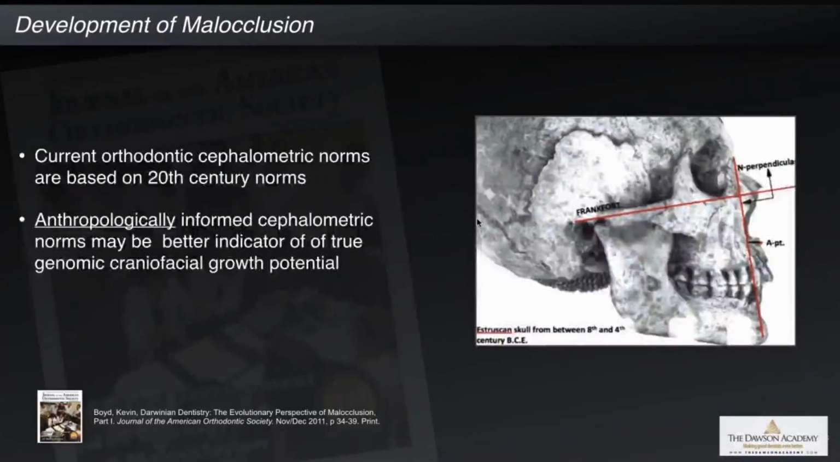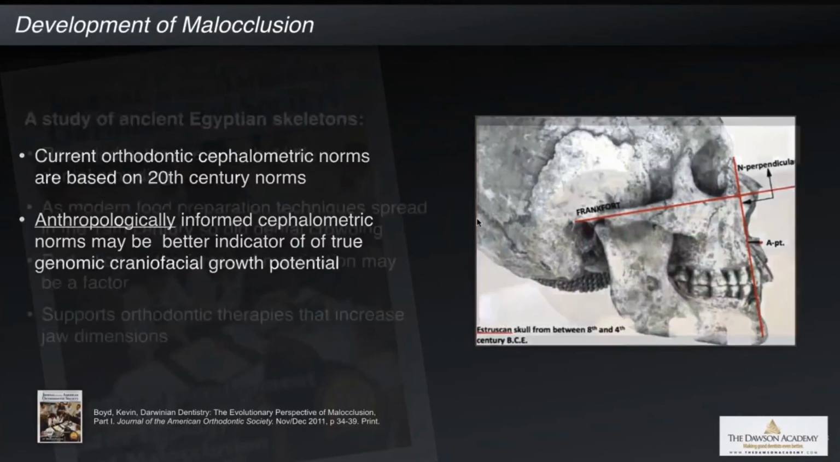If you think about current orthodontic cephalometric norms, which is kind of interesting, they're based on 20th century norms. And remember, this is maybe a more retrusive skull than the pre-industrial one. So it's interesting that anthropologically informed cephalometric norms may be a better indicator of true genomic craniofacial growth potential. Now, whether our patients want to have a more prognathic look, that's something different. But it'll be interesting to see how orthodontics deals with airway and the setup of the face as it pertains to airway dimensions.